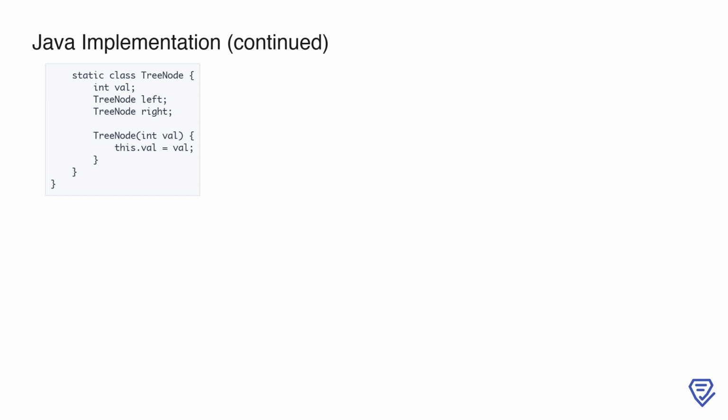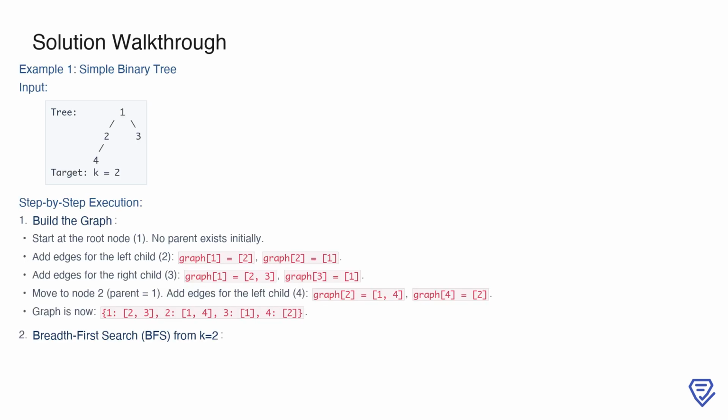in our solution. To solve the problem, we start by converting the binary tree into an undirected graph. This allows us to perform a breadth-first search efficiently. Looking at the tree structure, we begin at the root node, which is 1. Since there's no parent for the root, we don't add any edges yet. Moving to the left child, node 2, we create a bidirectional edge between nodes 1 and 2. Similarly, for the right child, node 3, we add edges between nodes 1 and 3. Now, node 2 has its own left child, node 4, so we add edges between nodes 2 and 4. At this point, the graph representation is complete, and it looks like this: 1: 2, 3; 2: 1, 4; 3: 1; 4: 2.